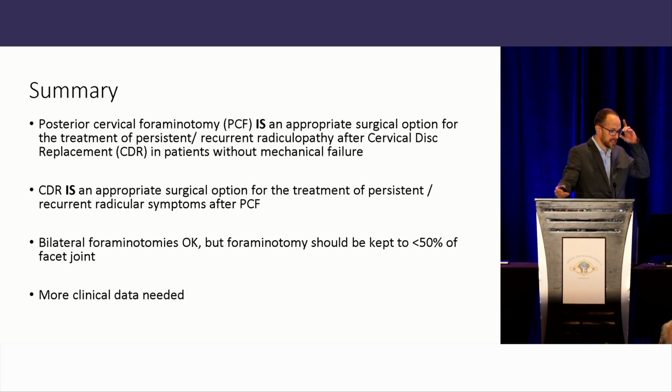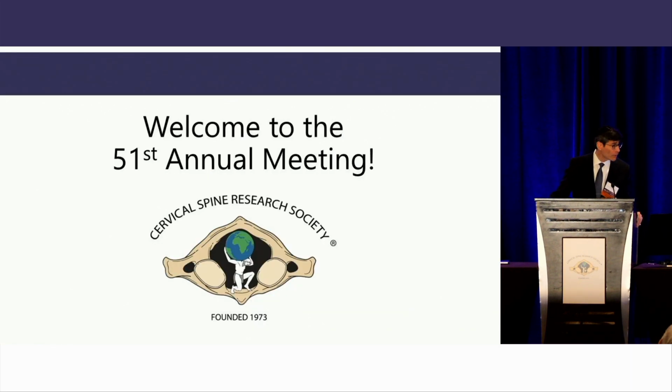So the summary is that posterior cervical foraminotomy is an appropriate option for the treatment of persistent or recurrent radicular symptoms after cervical disc replacement in patients without mechanical failure. Disc replacement is an appropriate option for treatment of persistent or recurrent radicular symptoms after posterior cervical foraminotomy. There's no evidence that there would be any instability there. Bilateral foraminotomies are okay. Laminectomy would not be, but foraminotomy should be kept to less than 50% of the facet joint. Okay, I think we have time for a couple of questions.